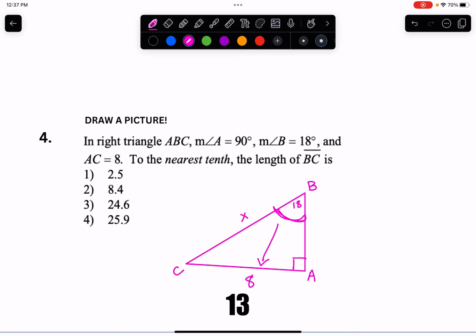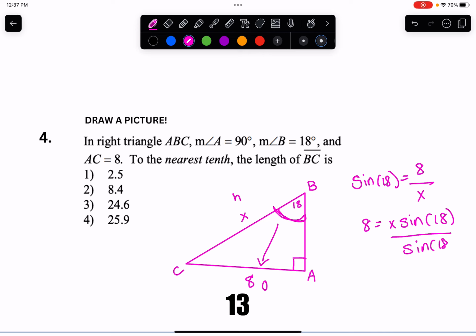Angle B is opposite to 8, and the hypotenuse is x. So since we're doing opposite over hypotenuse, sine of 18 is equal to 8 over x. Now again, I want x by itself, so I'm getting rid of sine of 18. So 8 divided by sine of 18, which gives us 25.888... So in the nearest tenth it will be 25.9.